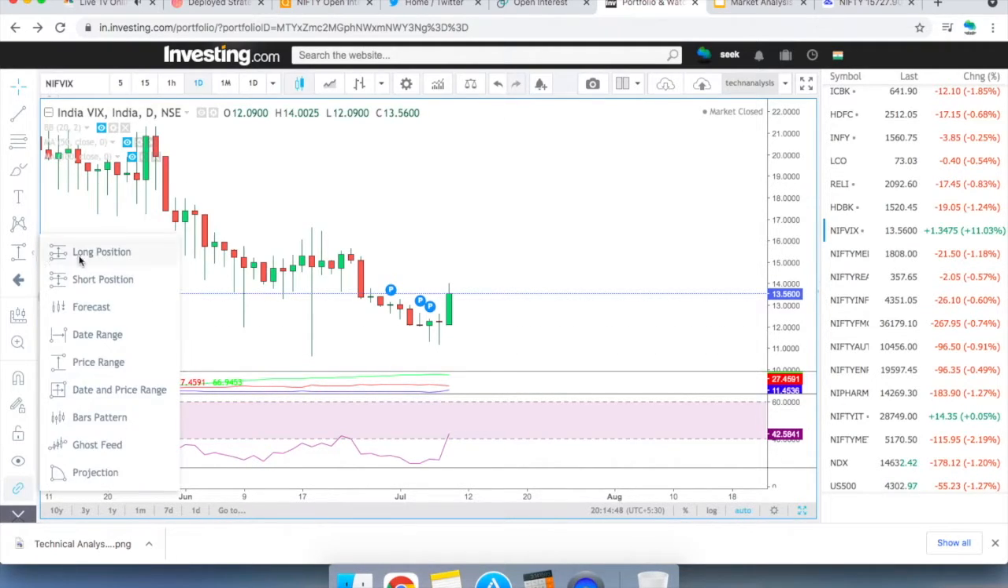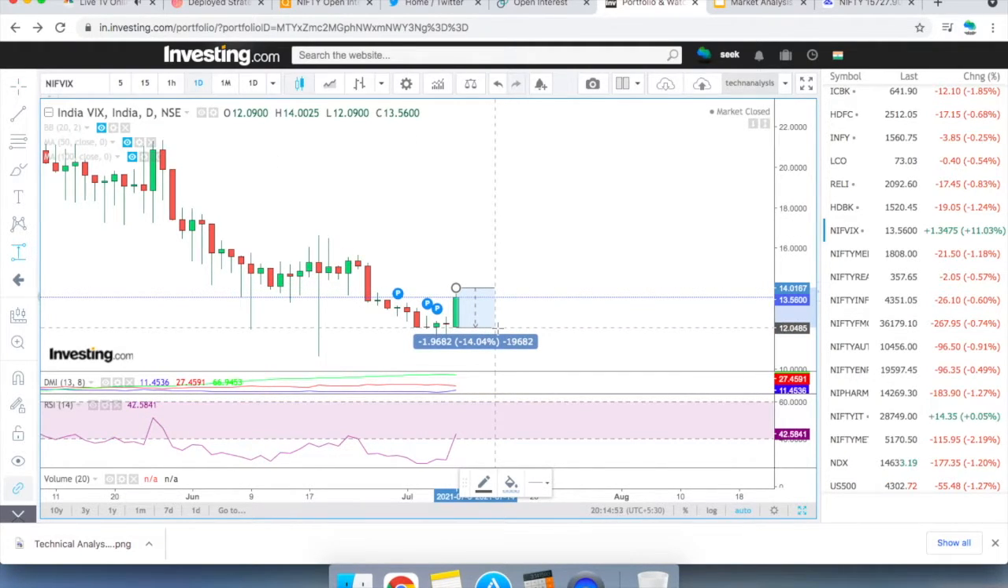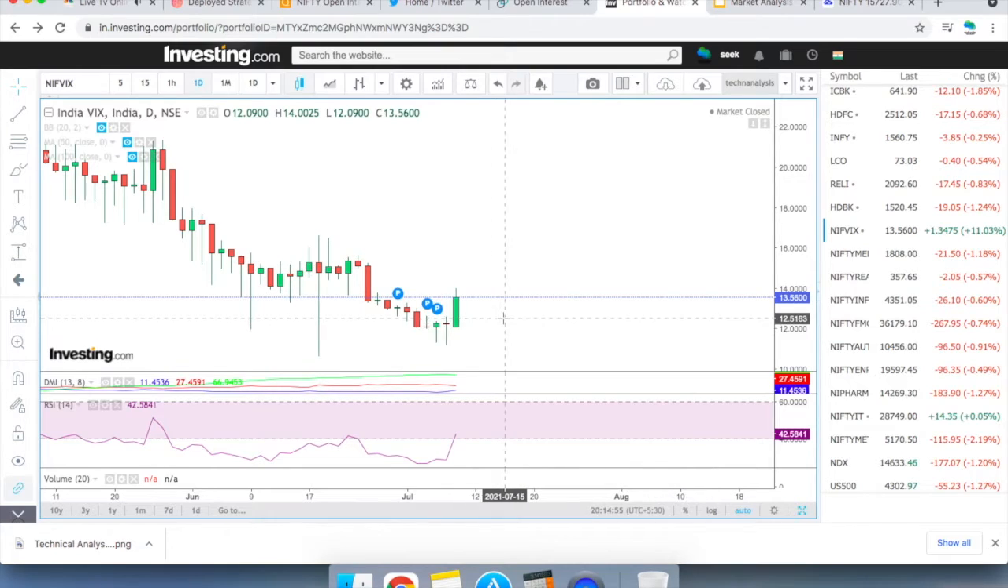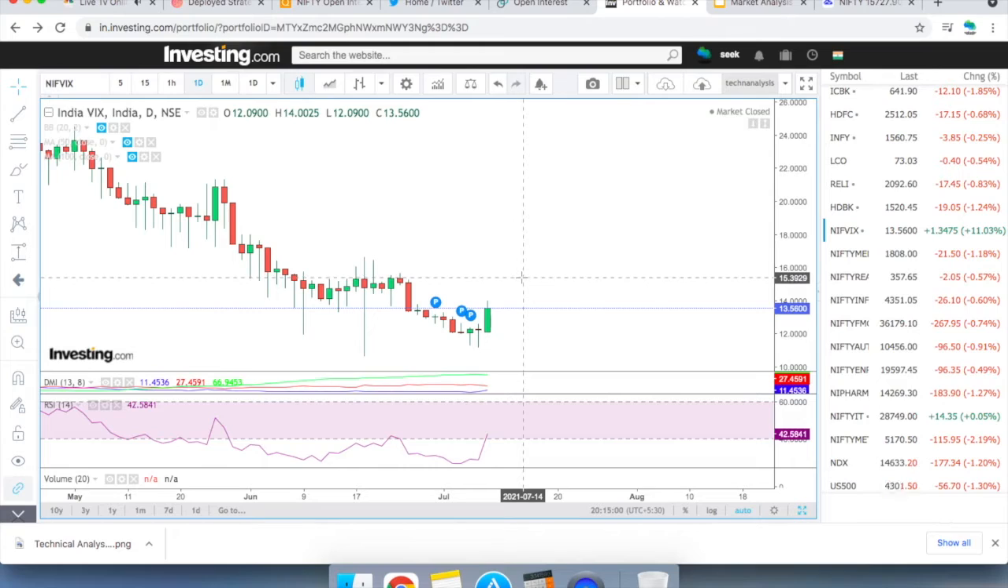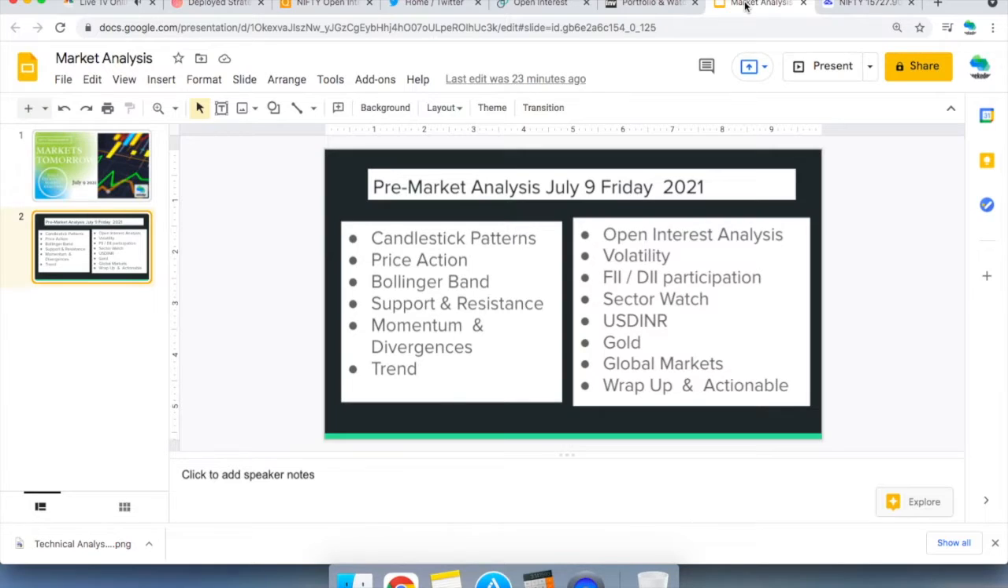13.6. So if we look at the price range, you can see that a big, around 14% up move has happened in a single day. So the VIX spike has happened. The market has fallen, VIX has shot up. The VIX was at all-time low levels. It had even gone to 11 point something, almost 11 levels, historic lows, and now it has spiked up a bit. And see what happens in the market when the VIX goes up, right? So that's about the VIX.